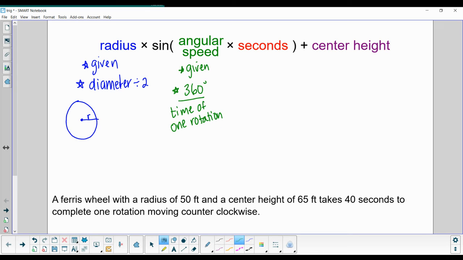So you want to be careful when you read the problem because if it says that it takes like 10 seconds to go all the way around, that's actually not something that you're going to fill in for seconds. That has to do with your angular speed. Because almost always your seconds is going to be your variable. That is going to be the thing that you're trying to find. So our variable is going to replace in there.